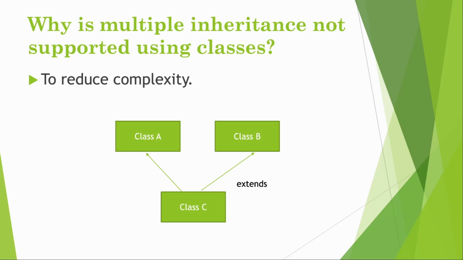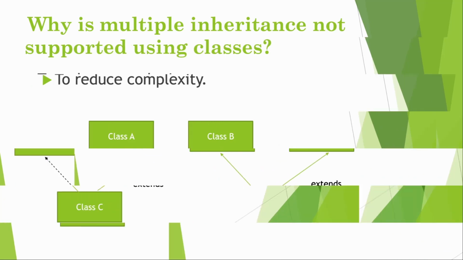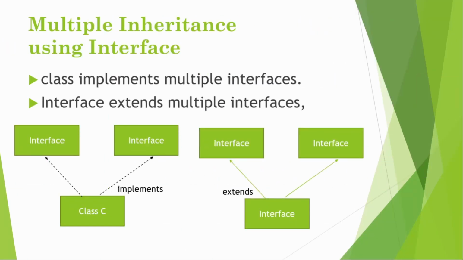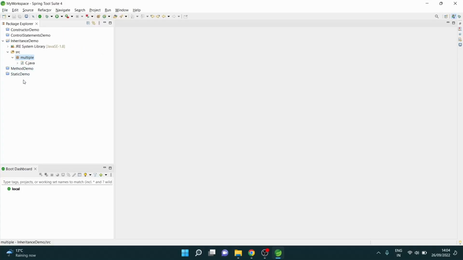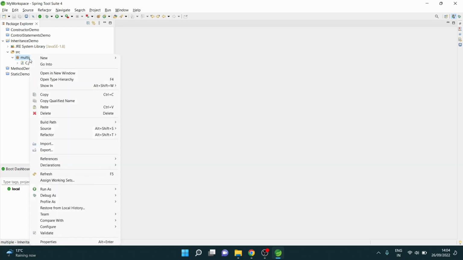Now, how do we achieve multiple inheritance? Multiple inheritance in Java can be achieved using interfaces. So, a class implements multiple interfaces or an interface extends multiple interfaces. We'll see a live demo on this so that you can understand it better. So, let's go to our IDE. Now, we'll see how we can implement multiple inheritance using interfaces.